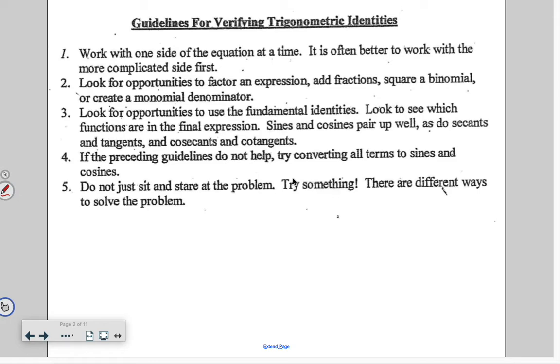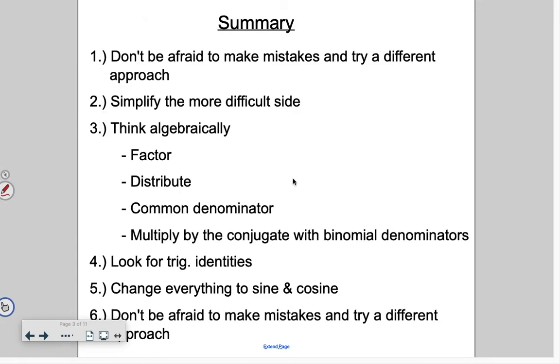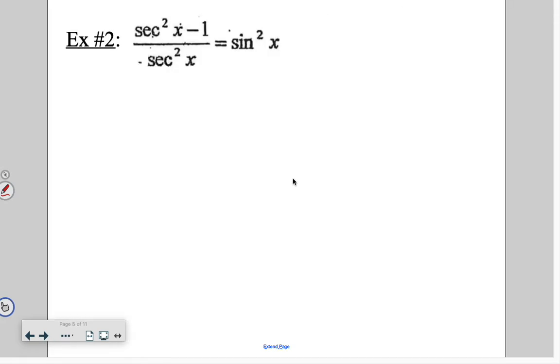Number four, if the preceding guidelines do not help, try converting everything to sines and cosines. We've talked about that. That's always an option. And last one, which we kind of talked about yesterday a little bit. Don't just sit there and stare at the problem. Try something. There's 100 different ways to do all of these. So try something and just start working your way through it and see where it takes you. Don't be afraid to make a mistake. All right. Let's go into the first one here.